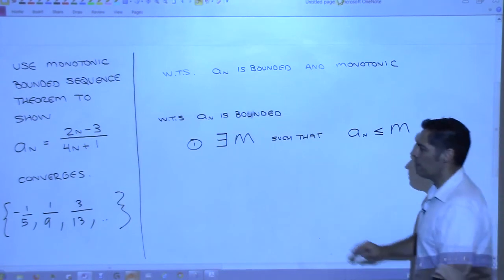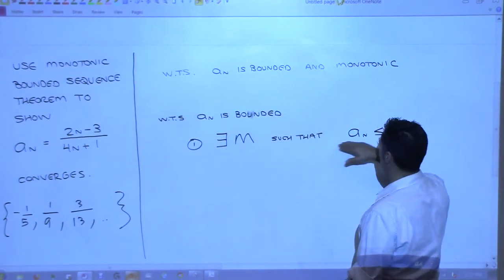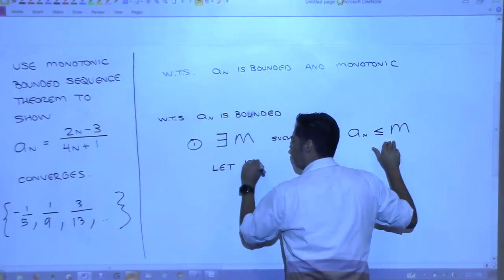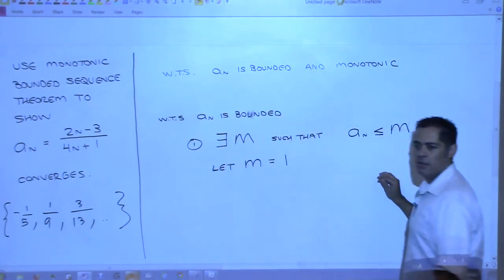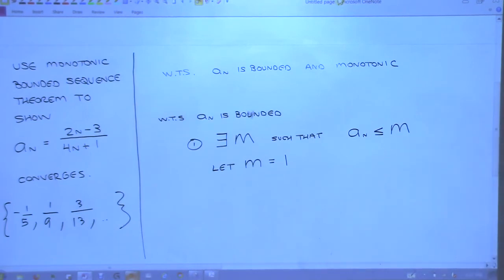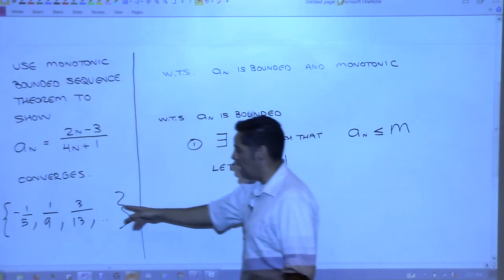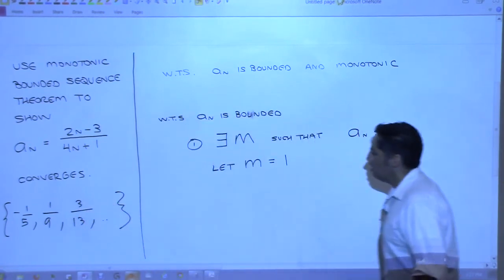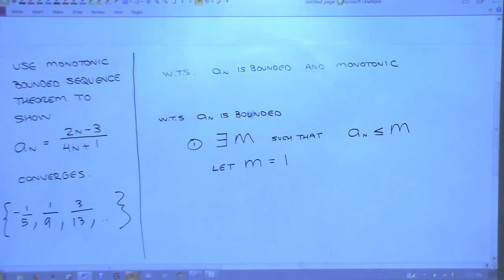So here's what I'm going to do. I need to show that there exists an M such that this is true. I'm now going to establish what I think that M is. Let M be 1, okay? Do you understand why I'm picking 1? These are all fractions that look like they're smaller than 1 to me, right? All right, so how can I convince you that our sequence is always smaller than that?